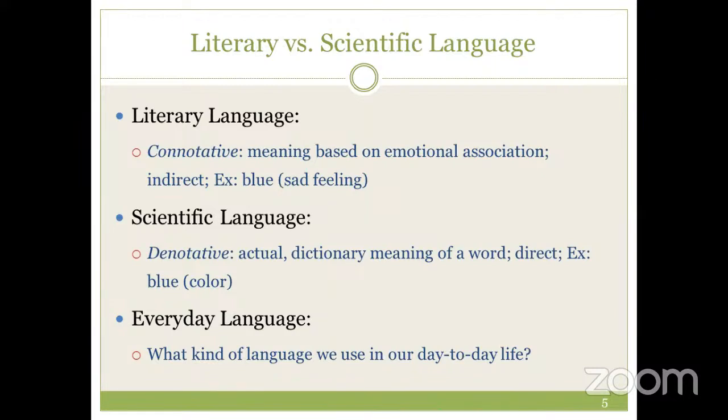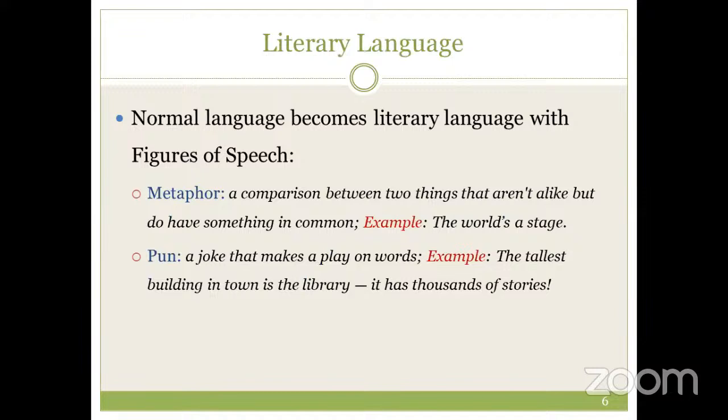Denotative means actual, literal meaning. Blue means the color blue, that's it. This kind of usage of language is scientific or denotative. And in everyday language, we use a combination of both connotative and denotative. So what makes a language a literary language? I'm trying to revise these things quickly so that we can go on to talk about the functions of literature, just for those who couldn't attend earlier classes.